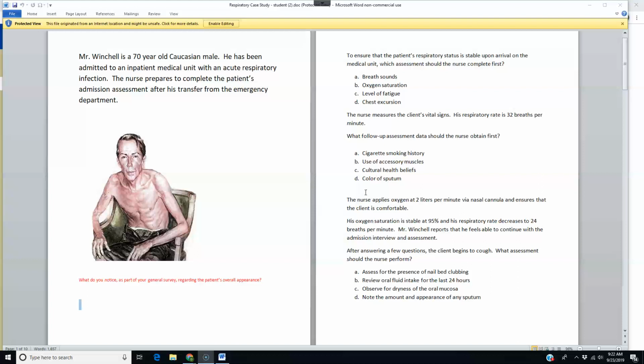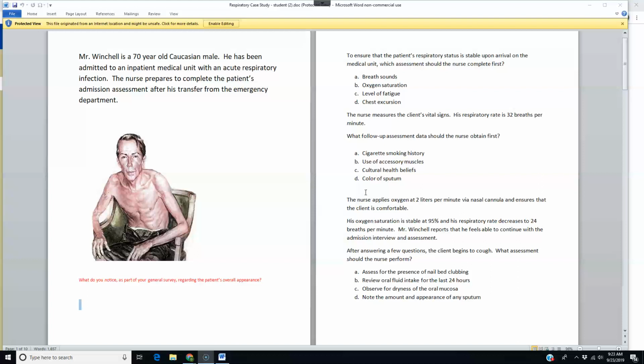Wasn't it something like 15 to 20? So his is up to 32. So he is a little bit tachypneic. Remember, that's the formal word for increased respirations. So he's breathing a little bit fast, which would make sense. He's got an infection, so you would definitely expect that.